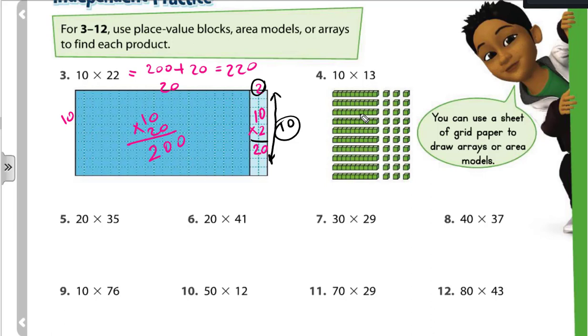This is place value blocks. We multiply 10 by 30. So the number of rows is 10. And this is 10 and this is 3. Good? Yeah. Go ahead, multiply the first. 10 multiplied by 10 equals 100.